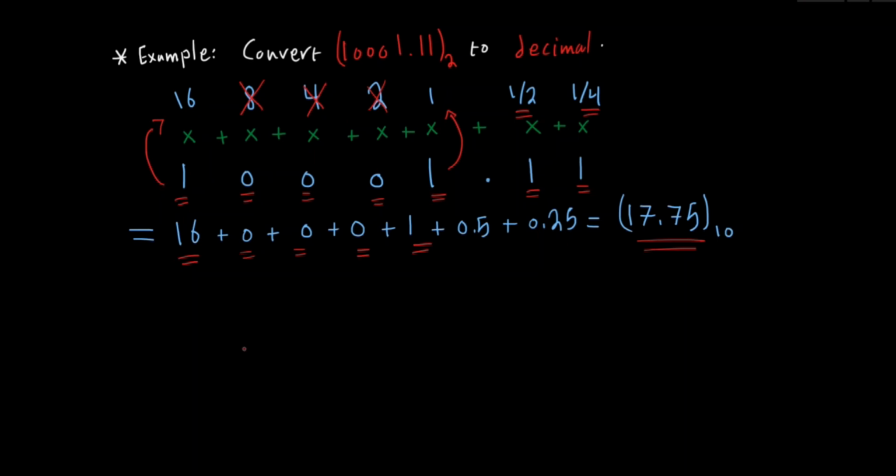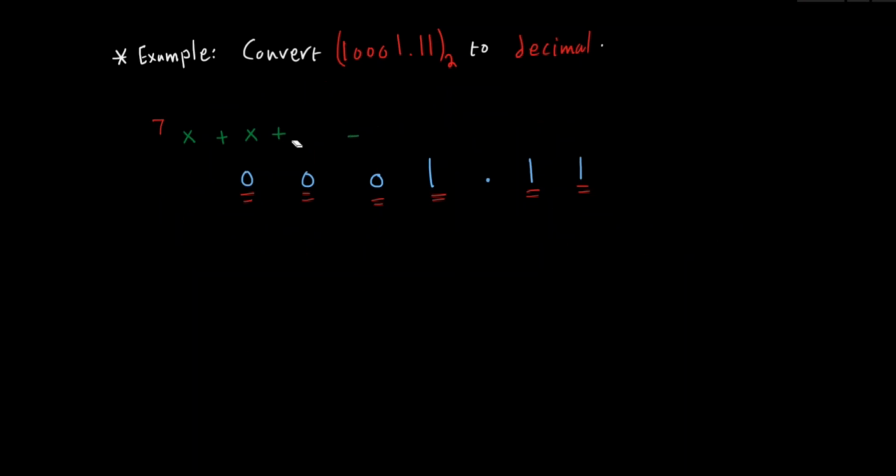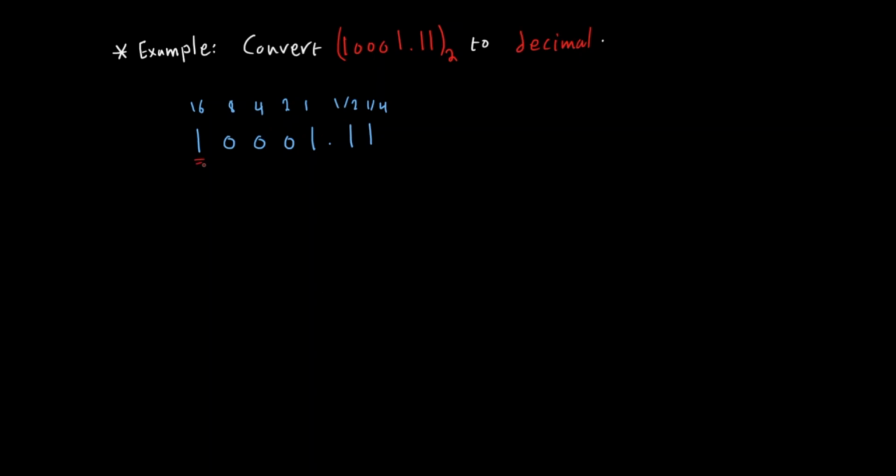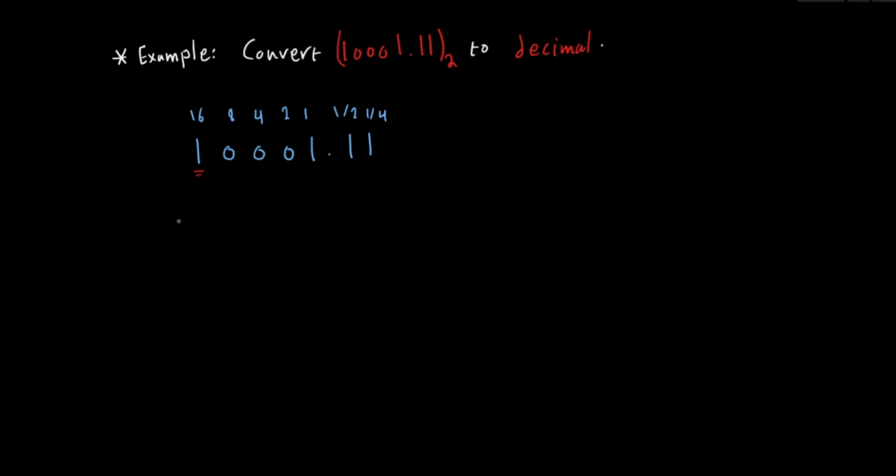So let's see how this affects our approach. This mostly helps us with shortcuts. So let's lay the digits down again. So we have 1, 0, 0, 0, 1.11, and the positional multipliers. So we have 1 over 4, 1 over 2, 1, 2, 4, 8, and 16. And then we have 1 here, so we get the positional multiplier, which is 16. The next digit is 0, so we skip the whole term. And the same applies for the next two terms because the digits are zeros.